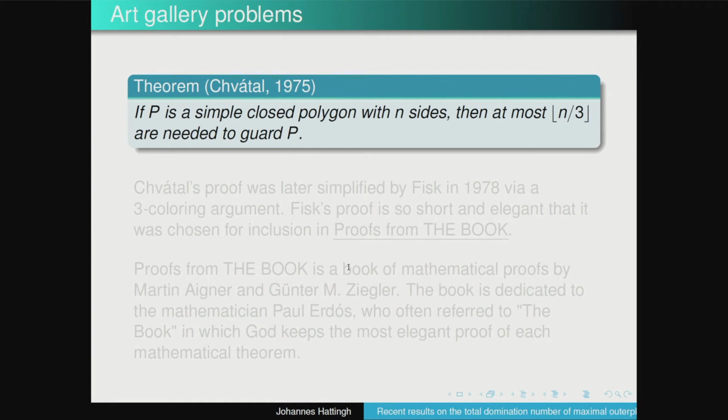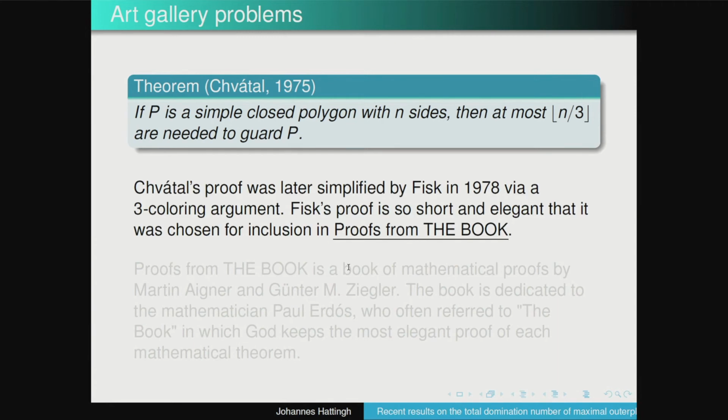Well, it comes into the floor of n over 3, right? So in a cycle, you may actually need the ceiling of n over 3 vertices to totally dominate. It was a very difficult proof, and then a high school teacher, Fisk, in 1978, actually gave a very simple argument using a three-coloring argument. And Fisk's proof is so short and elegant, it was chosen for inclusion in Proofs from THE BOOK.